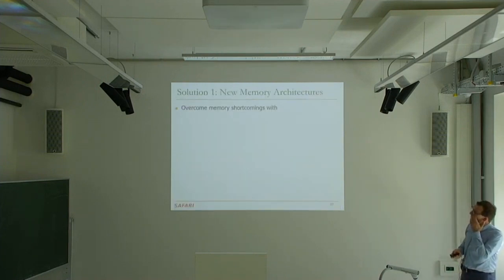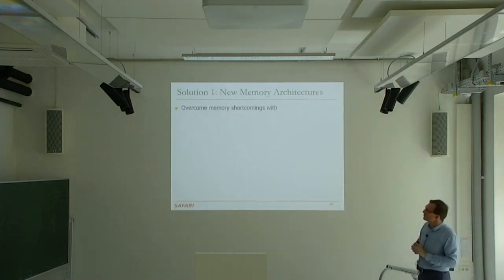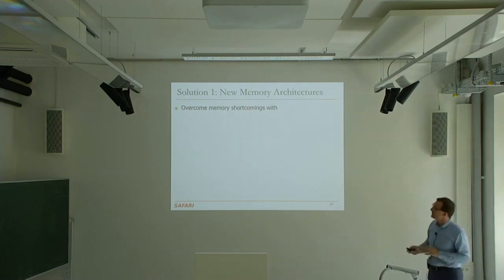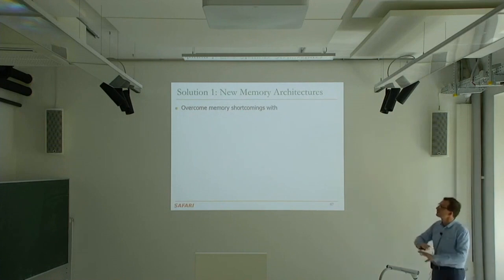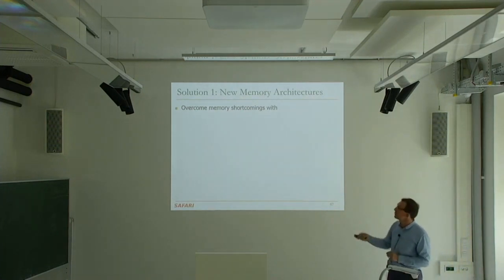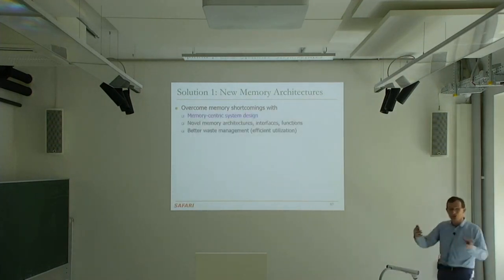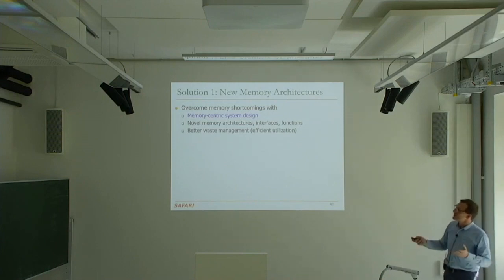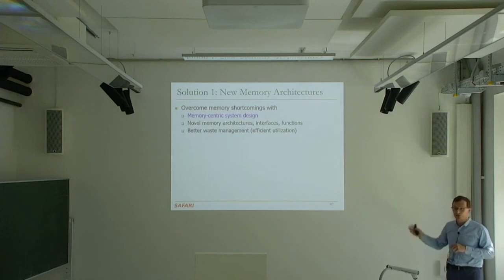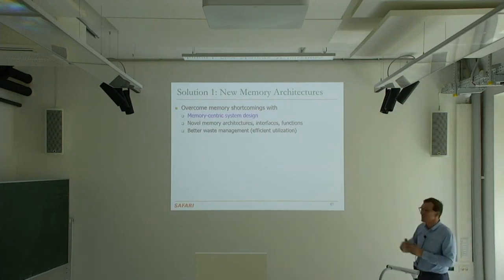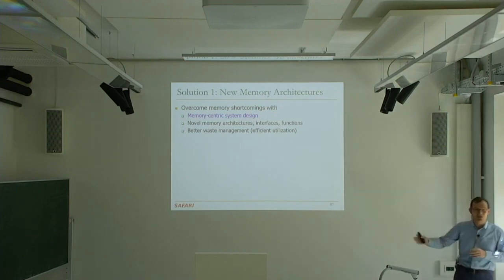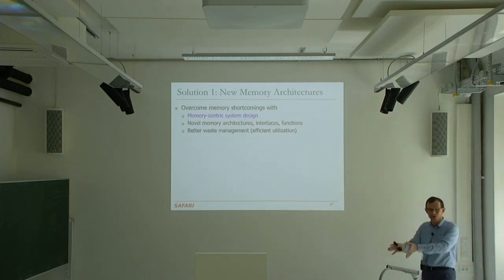OK, so I'll give you a broad overview of the solution directions, and we're going to cover a lot of these in the rest of the lecture. Basically, the first solution direction is looking at new memory architectures. We'd like to overcome memory shortcomings with a more memory-centric system design. This means new memory architectures, new interfaces, new functions. For example, it'd be nice if we could talk to the memory and say, memory, can you do this for me? And if the memory says, oh, yes, I can execute this function for you, you ship the function, or you decide whether or not to ship the function.